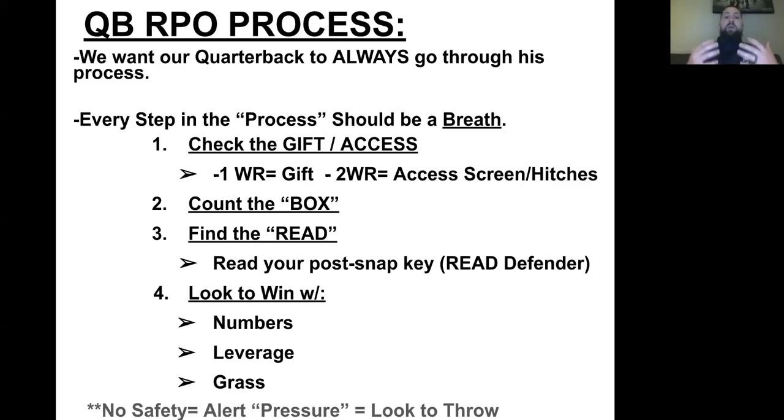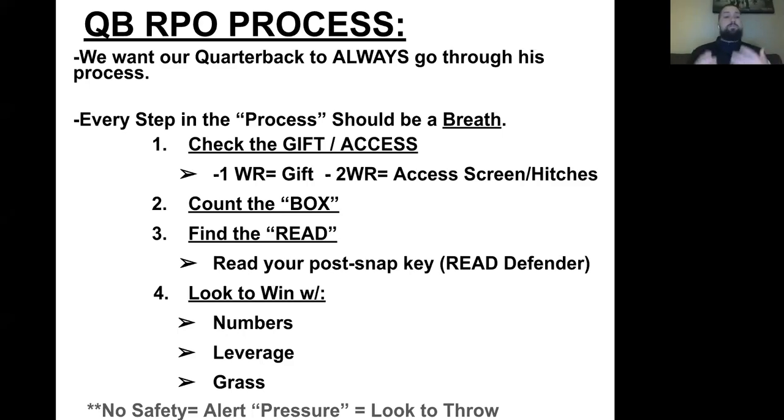So breath one, I'm checking my gift or my access side. That's my away side. That's away from the run play, right? And then I'm checking the box, okay? And now I got to digress here for a second. If the gift or the access is open, nothing else matters to me. I take that first breath. I look over, I've got my gift, I start my cadence, and I snap the dang football, okay?